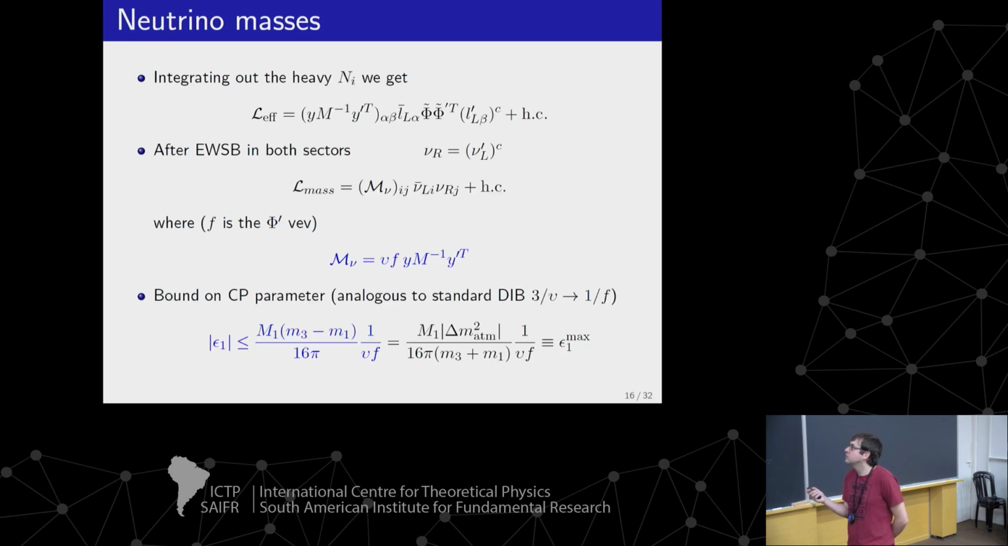The same equation you got, no? Just replacing one V by F. Yes, this is what we get in the standard leptogenesis, the same. Epsilon 1 has the same expression as before, just instead of 1 over V squared, it's 1 over Vf. Okay, it's also a factor of 3.